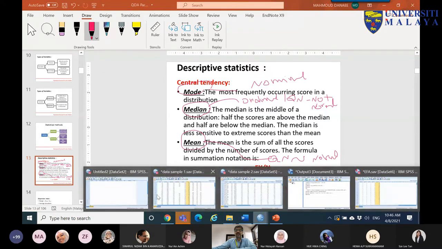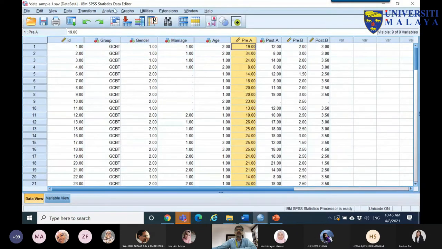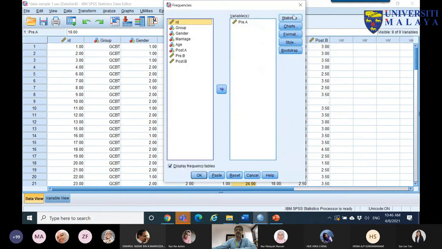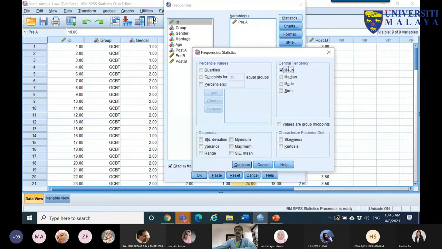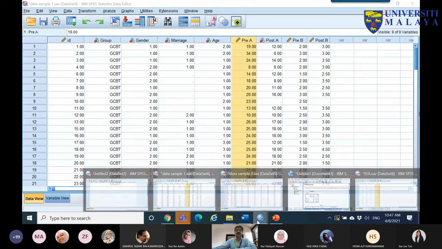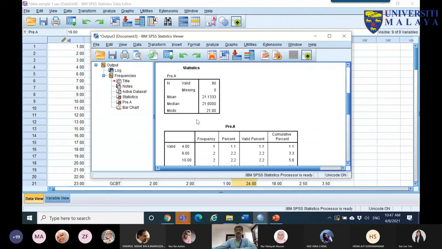In SPSS, easily you can calculate the mean and standard deviation. If I go to Analyze, Descriptive Statistics, Frequencies, as you can see here under Statistics, all the central tendency measures are available here. Mean, median, mode. The summation also, they call it a central tendency because it's the same as the mean, just not divided by the numbers. So now I'm able to calculate all these outcomes. Look here for this pre-A, the mean is 21.13, median is 21, and mode is 21.